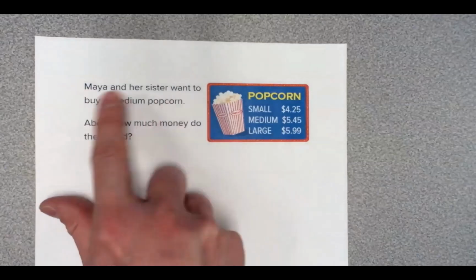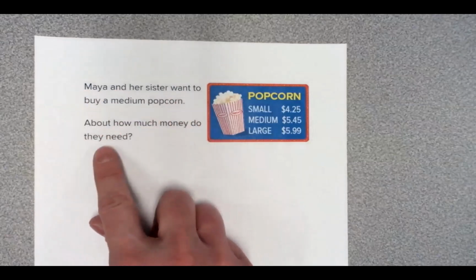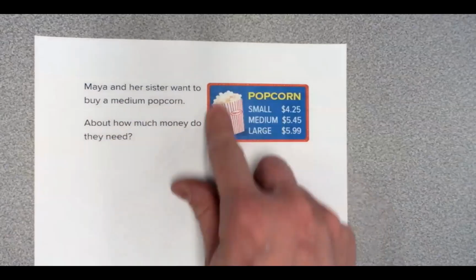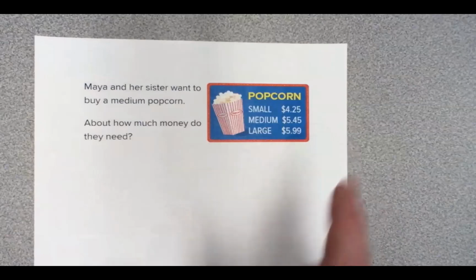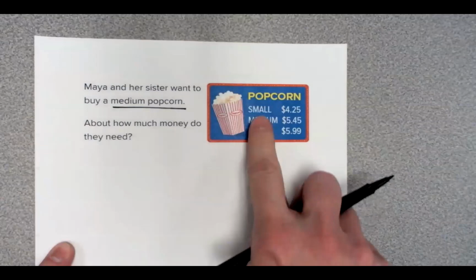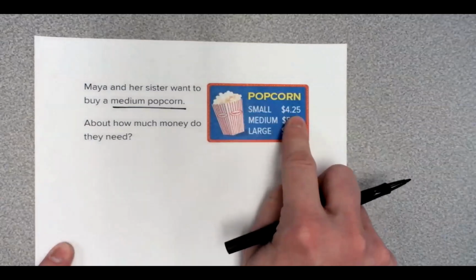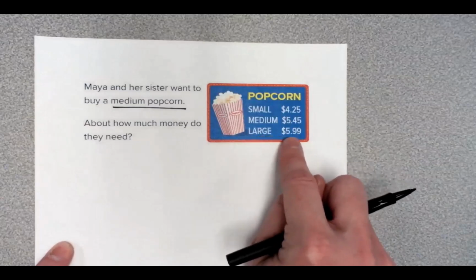Maya and her sister want to buy a medium popcorn. About how much money do they need? So again, I want to make sure I take a look at this graphic here. That's going to give me some information I'm going to need to solve this problem. I know that Maya and her sister are buying a medium popcorn. So I'm looking at the prices here. I see small is $4.25, medium $5.45, and large is $5.99.